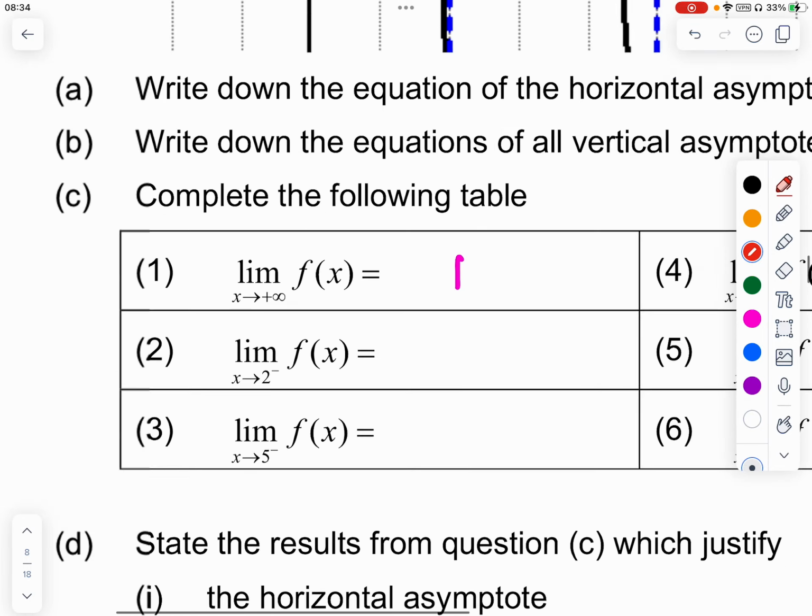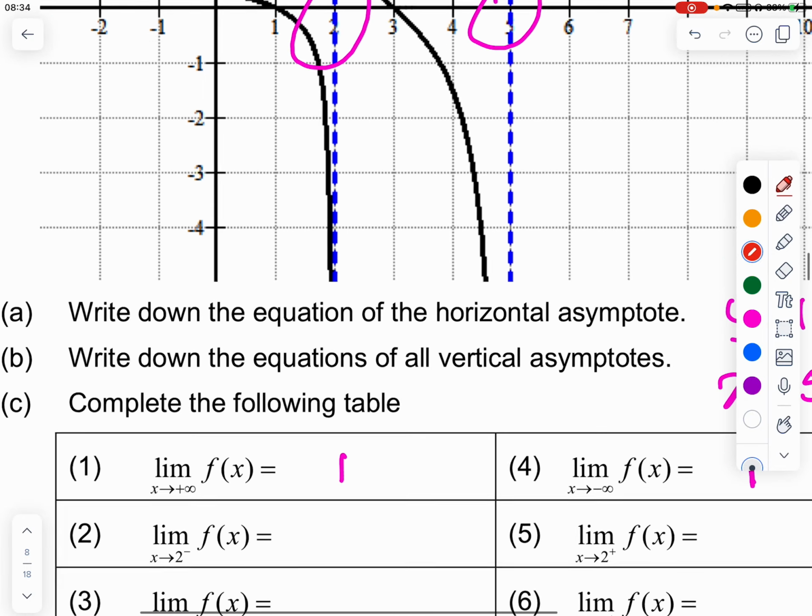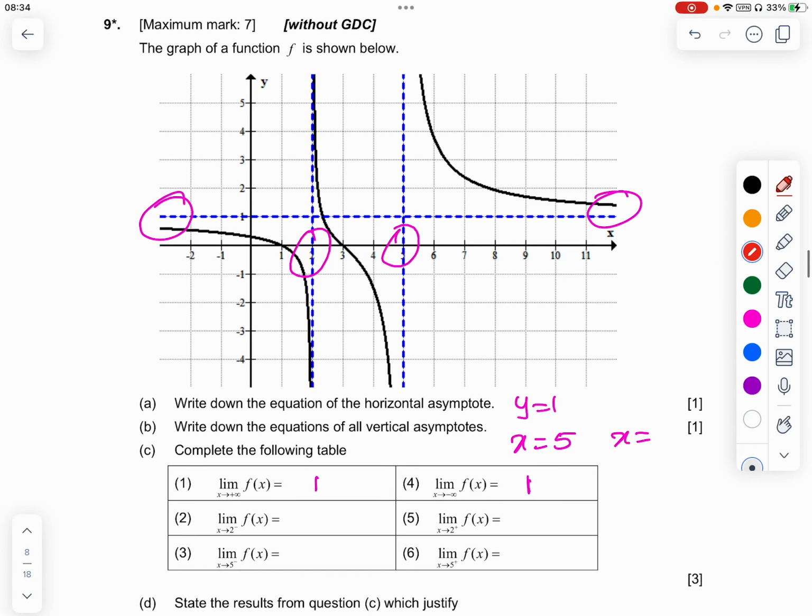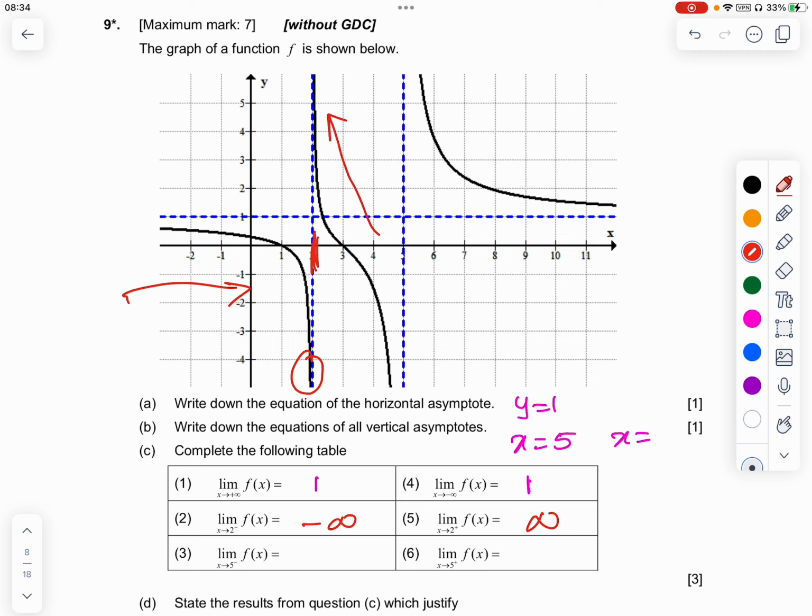What is the meaning of 2 minus and 2 plus? So x is approaching 2 from the negative side. 2 minus means approaching 2 from the negative side. So obviously it's going to be nothing but what? Negative infinity. But when it is approaching 2 from the positive side, it is going to be positive infinity. Next, it is approaching 5 from the negative side.